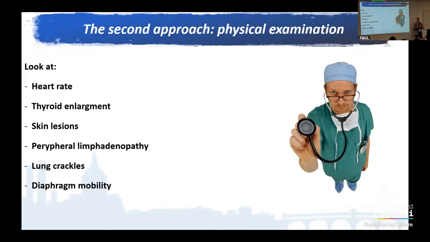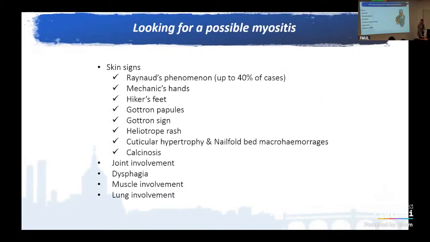But the most important thing that we should do is physical examination. We should check heart rate, thyroid enlargement, the occurrence of skin lesions, peripheral lymphadenopathy, lung rales, and also diaphragm mobility that we can assess easily when we are visiting the patient. We don't need some X-ray, we need our hands to define if a diaphragm has a normal motility or not.